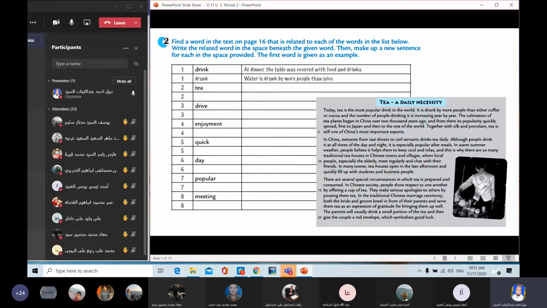Drink, drunk. Drink, use it in a sentence. At dinner, the table was covered with food and drinks. Drunk, this is a past participle for drink. Drink, drank, drunk. Water is drunk by more people than juice. We have tea. Give me a related word, a similar word for tea. It's mentioned in the article or the passage on page 16. Ali Walid. Yes, Ali. Give me a word related to tea.